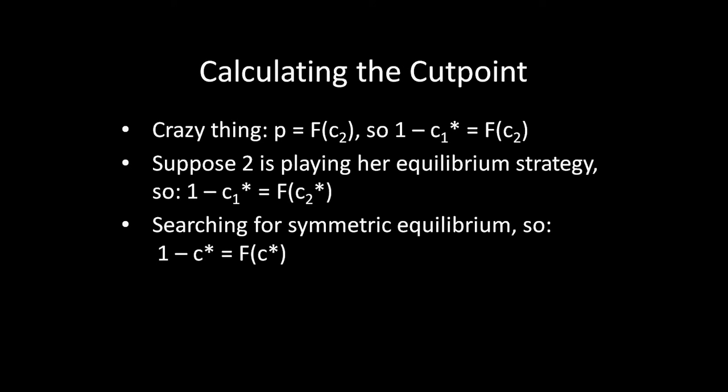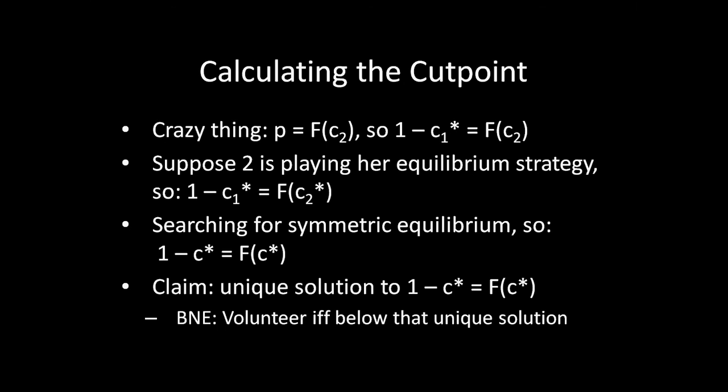And that's actually all we need to do to say that we're done with this game. The claim is that there is a unique solution to 1 minus C star equal to f of C star. And the Bayesian Nash equilibrium is going to be for everyone with a cost level below that C star to volunteer, and everyone with a cost greater than that to not volunteer. And that's all there is to it. And that's basically what we had done previously in this graph.